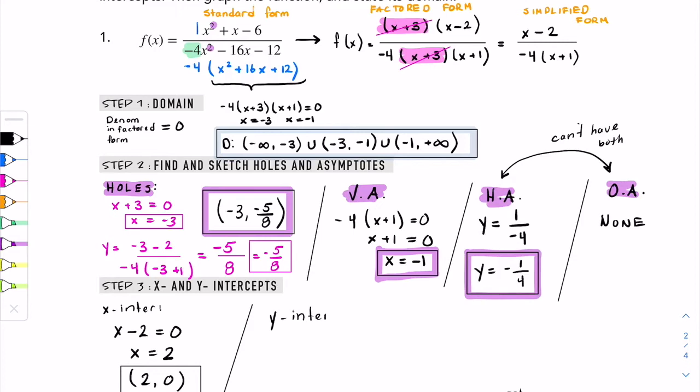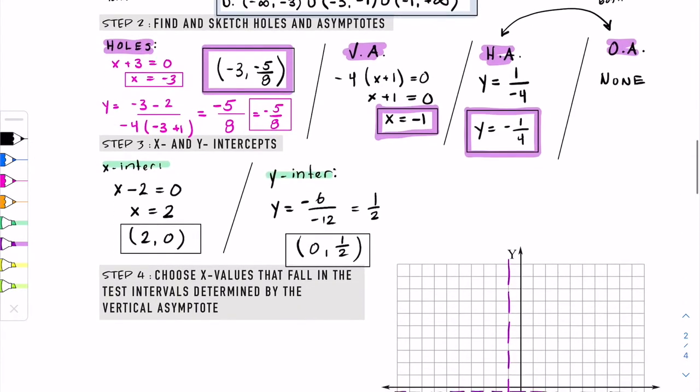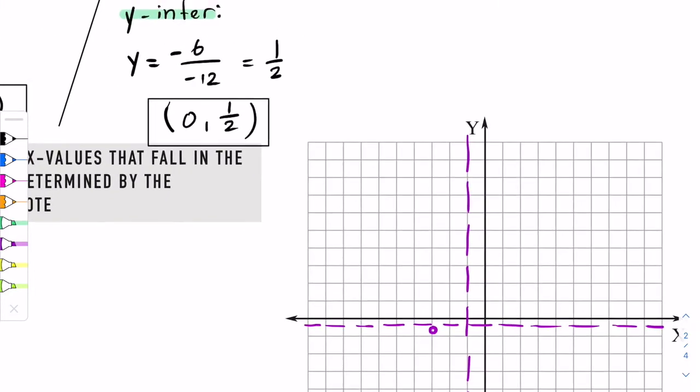Next, we find the y-intercept. That's when you substitute 0 into the standard form for x. When we do that, in this case, we are left with -6 over -12, which simplifies to +1/2. Our y-intercept is at 0, 1/2. Okay, next we have to graph these 2 points. So I'm going to plot a point at 2, 0, and I'm going to plot another point at 0, 1/2.